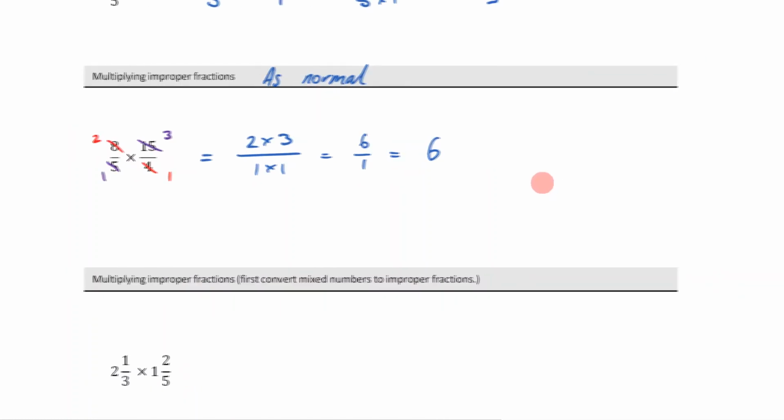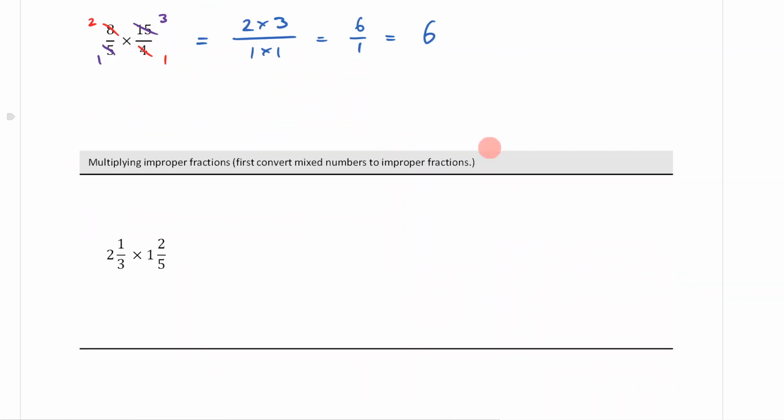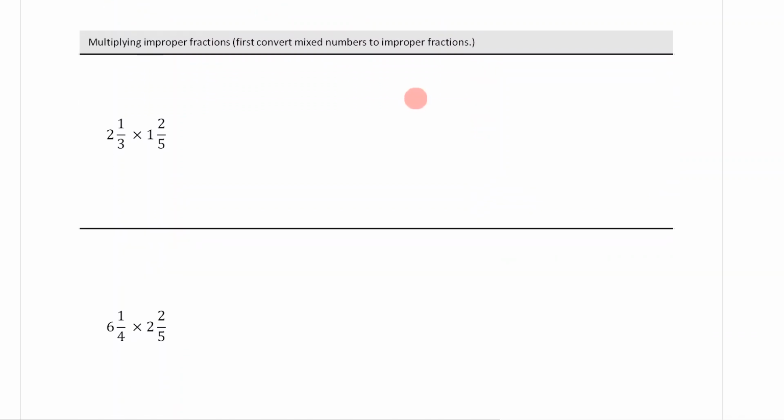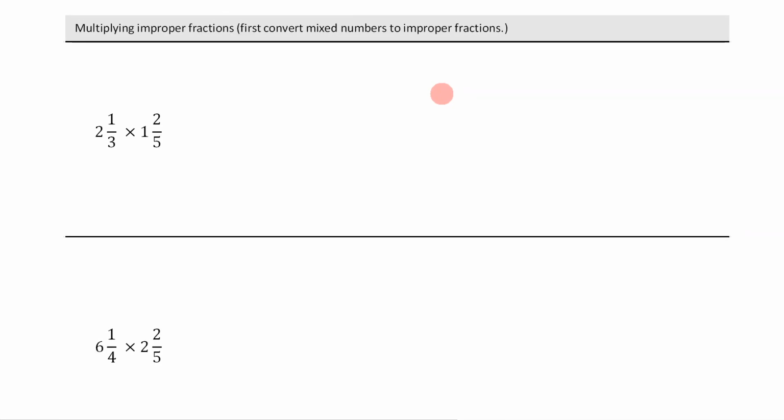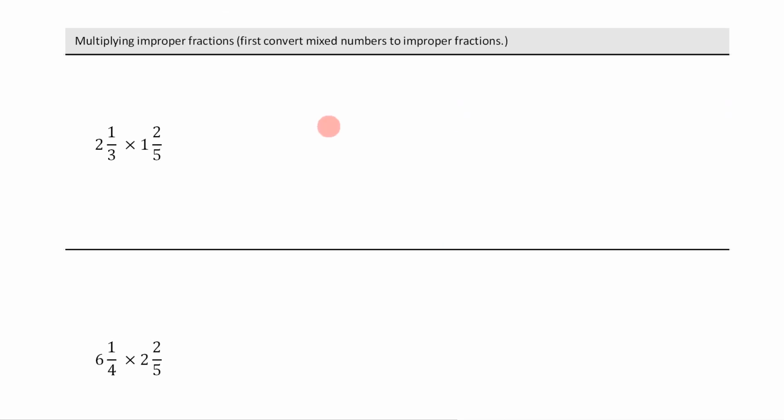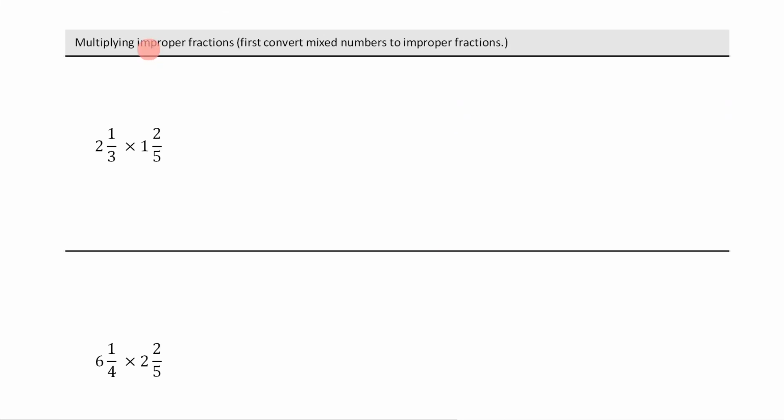Perfect. All right, we're nearly there. We've just got one more to do. Multiplying improper fractions. Ooh, I made a mistake in the notes here. I need you to make a slight change. It should say multiplying mixed numbers. Mixed numbers.